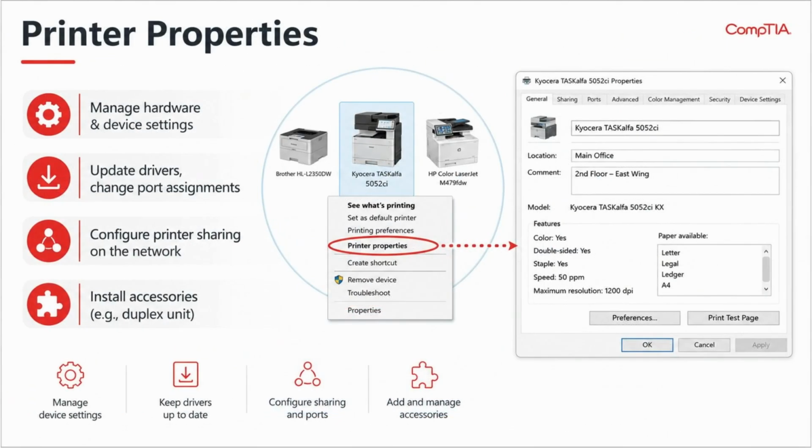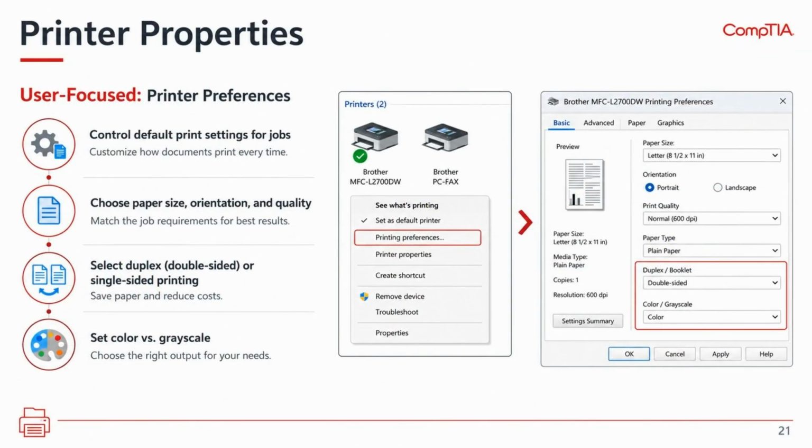Printer Properties is the admin-focused dialog for managing hardware and device settings, updating drivers, changing port assignments, configuring printer sharing on the network, and installing accessories like a duplex unit. Printer Preferences, by contrast, is user-focused, controlling default print settings for individual jobs, like paper size, orientation, quality, duplex versus single-sided printing, and color versus grayscale.